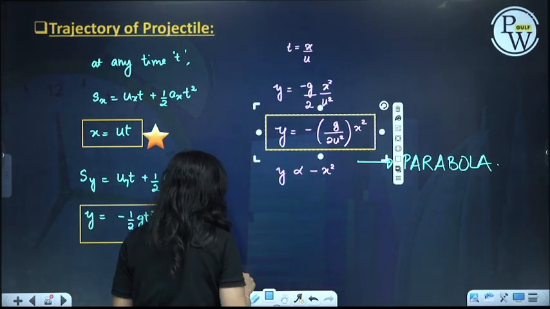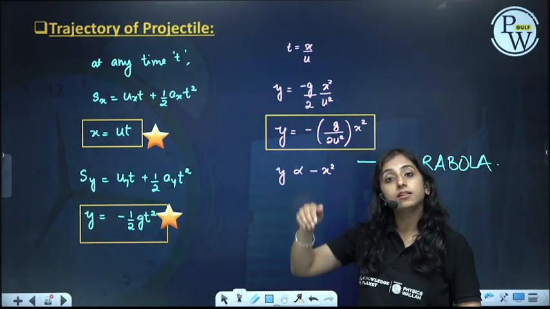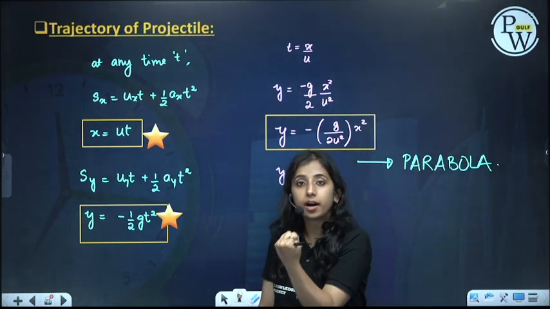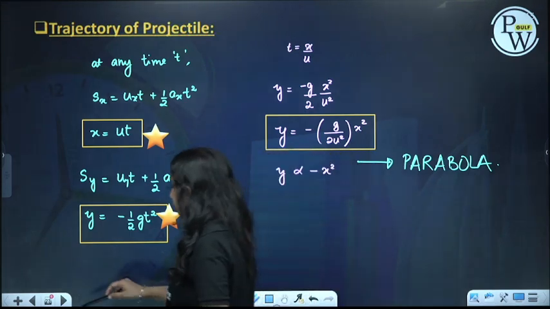Now what does this negative sign signify? The negative sign signifies that it is moving in the downward direction. Displacement y is in the negative y direction, along minus y.